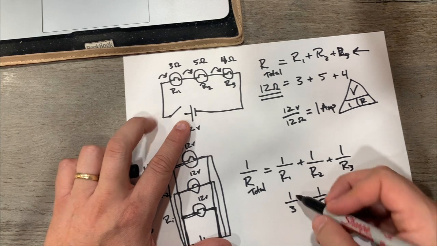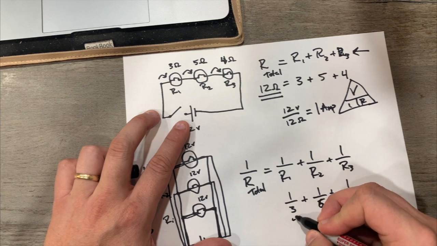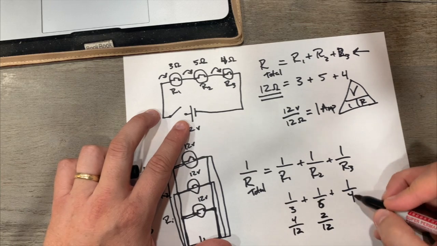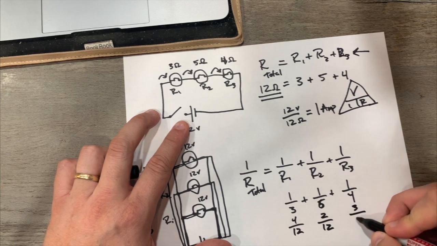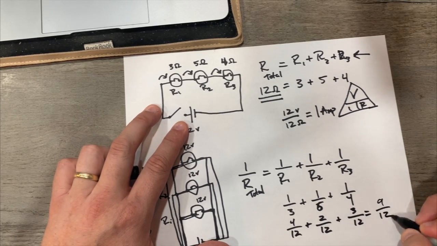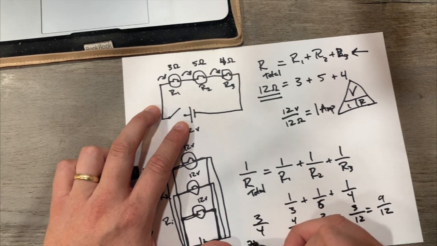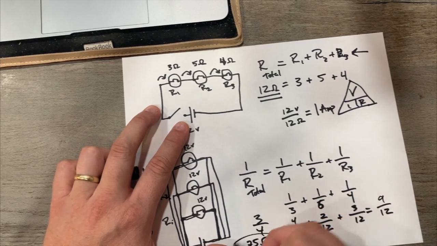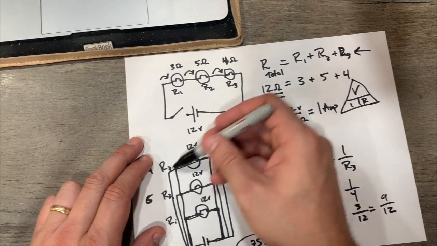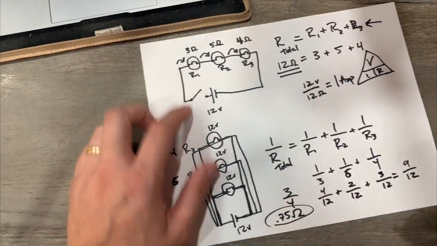And when we adjust these according to 12, 1/3 in twelfths is equal to 4 twelfths, 1/6 is equal to 2 twelfths, and 1/4 is equal to 3 twelfths. Adding all these together, we get a total of 9 twelfths. Simplifying that, our total is 3 over 4, or 0.75 ohms overall. And as we would find, if we continue to add more resistance to this circuit, we will find that the overall value will continue to drop.